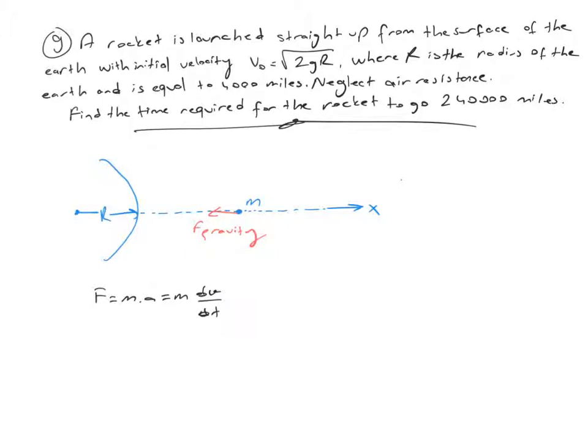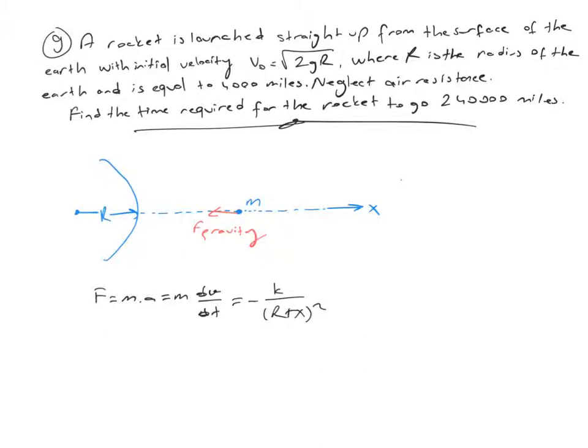As I said, we are just dealing with the gravitational force in this question, and the gravitational force is inversely proportional to the distance squared, so m dv over dt is equal to some constant k over distance squared, which is equal to (r plus x) squared here, since we are calculating the distance from the center of the Earth. Since gravitational force is towards the Earth, there will be a minus sign here.